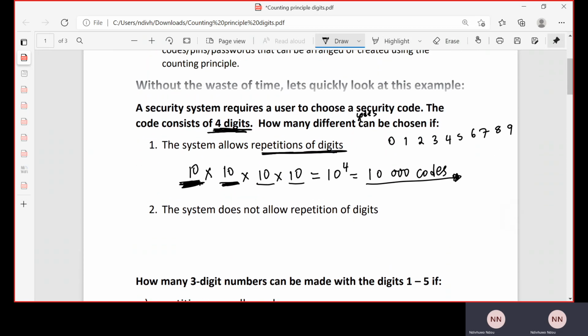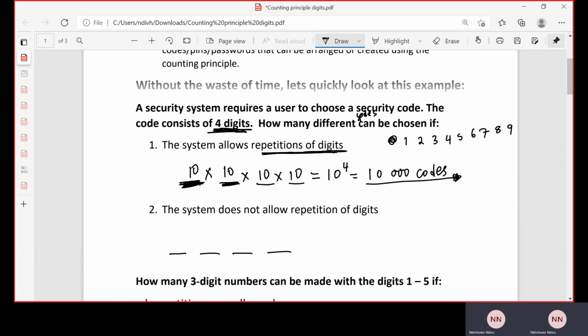So let's move to number 2. The system does not allow repetition of digits. Remember, they want to produce a code that consists of 4 digits, so we must have 4 spaces: 1, 2, 3, 4. But the system does not allow repetition of digits. Remember, we are choosing from digits 0 to 9.